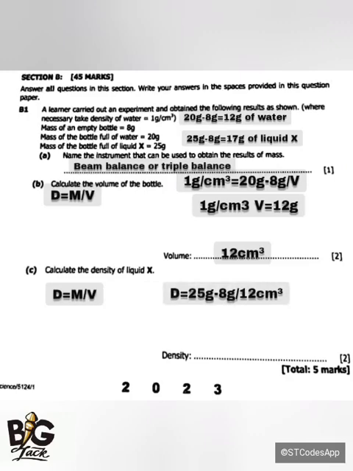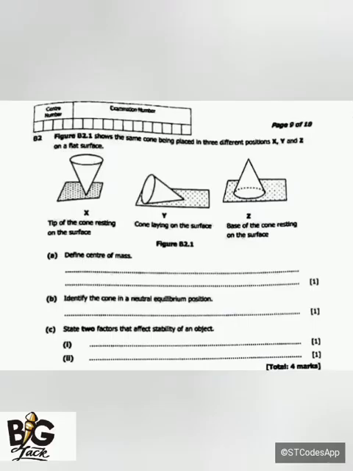So I'm going to say 25 grams minus 8 grams, I'm going to get what? 17 over 12 centimeters cube. So if I divide 17 grams divided by 12 centimeters cube, I'm going to get what? 1.42 grams per centimeters cube. Remember, density is measured in where? In grams per centimeters cube. So if you forget to put the units, it means the answer is going to be wrong.